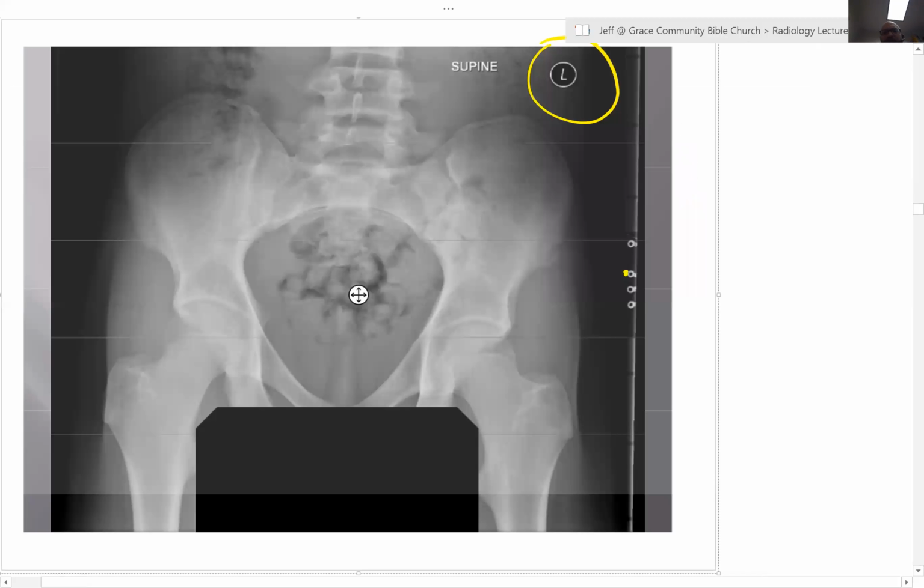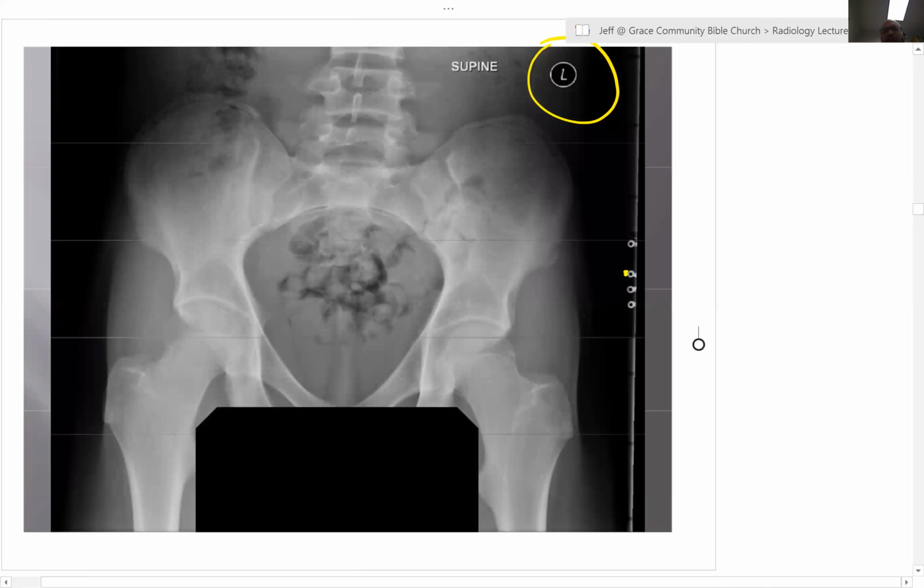All right. So take a look at this. Pain's on the left, and it hurts when this kid kicks. We know it's a kid because look, the iliac apophyses are not united. Probable avulsion of that ASIS. Excellent. You guys are good.